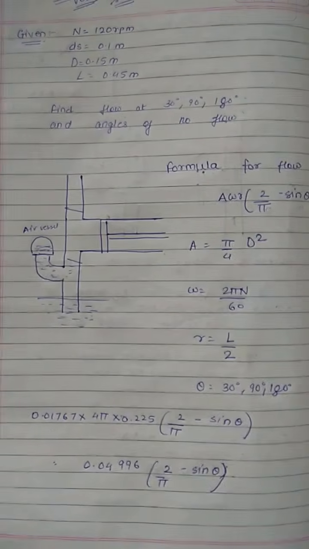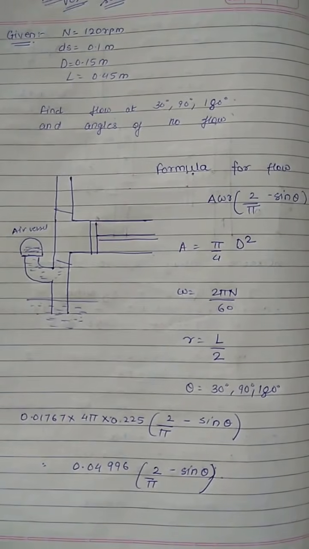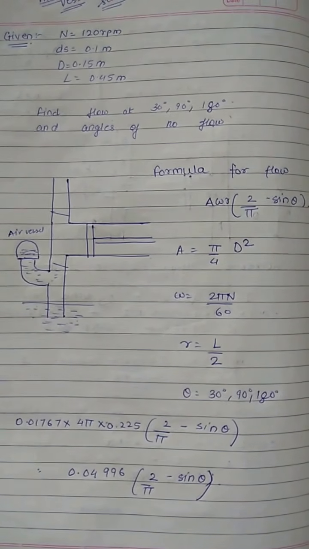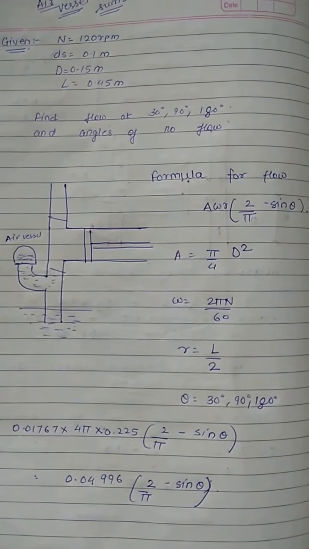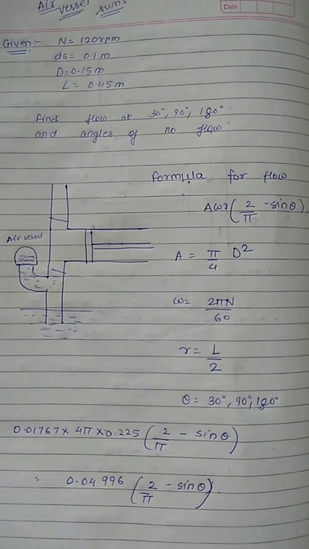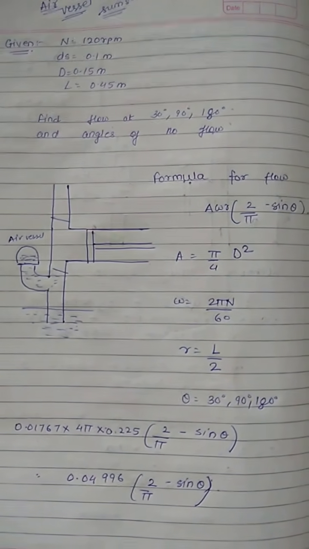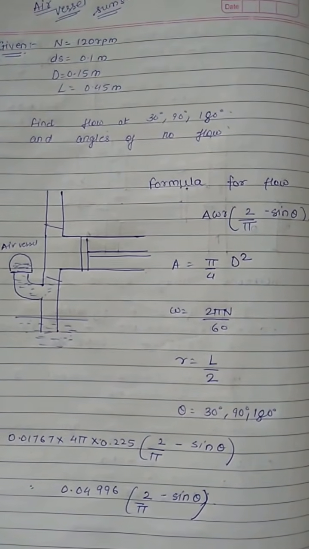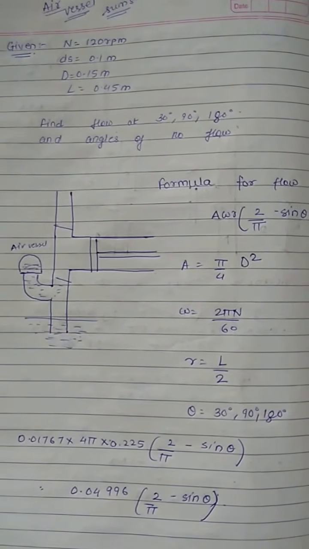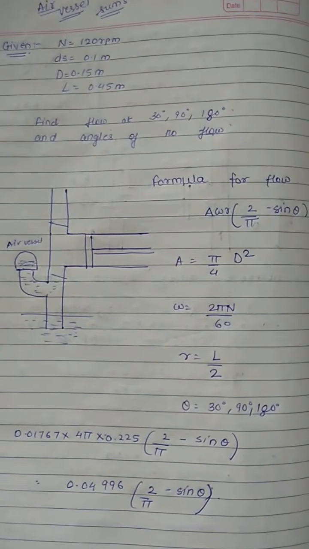This is the last numerical of the reciprocating pump. We have been given an air vessel attached to the suction side of the pipe. Now what is an air vessel? You may be knowing from the theoretical studies. We have to find out whether the flow is taking from the air vessel or into the air vessel. Now we have been given angles of 30 degree, 90 degree and 180 degree for the crank angle respectively, and the formula for the flow is A omega r (2/pi minus sine theta).